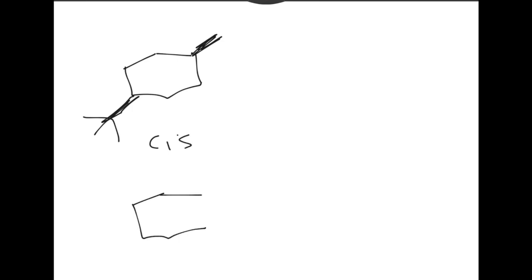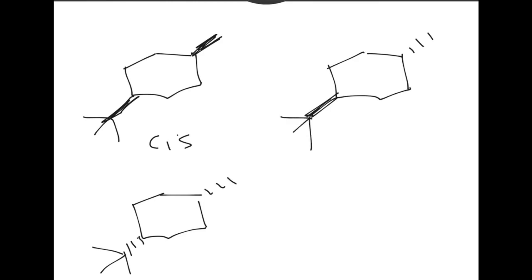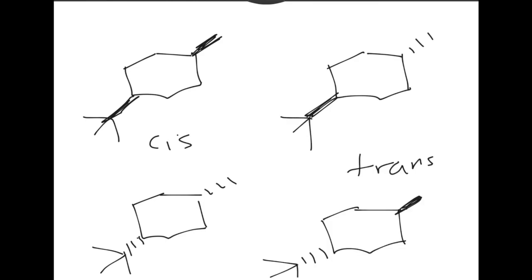So you can have methyl group up, tert-butyl group up, that's cis. That is exactly the same as methyl group down, tert-butyl group down, because you can just take that molecule and flip it over, and it's the exact same thing, right? So wedge-wedge is the same as dash-dash. Or you can have trans, one wedge, one dash.